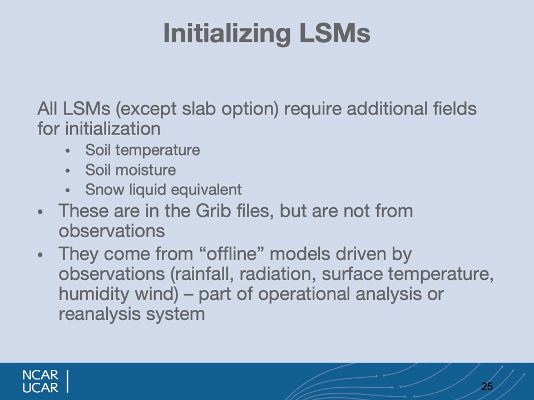All land surface models, except for the slab option, require additional fields for initialization. You need the soil temperature, soil moisture, and snow water equivalent. And these are in GRIB files, but they are not from observations. They come from offline models driven by observations. And they're often part of operational analysis datasets that you may have, or reanalysis systems. So you can get soil data, but be aware that these are coming from models that are driven by observations, but not real measurements in the soil.